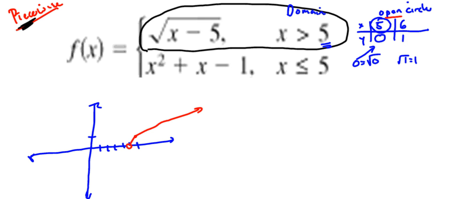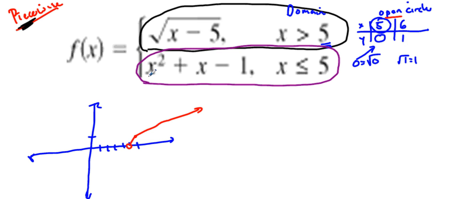Let's go to the second piece. Our second function is a parabola. This graph starts at 5 and covers all values less than 5. Because it's equal to, we actually can plug in 5 into this one. So let's check this out. I'm going to plug in 5. This is a closed circle.